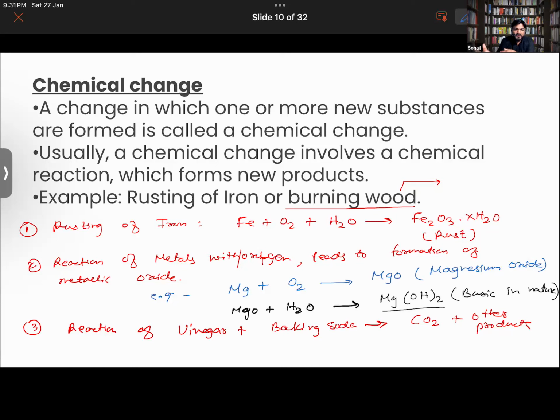Okay, what is the utility of different types of chemical changes? We have utility of some chemical changes. For example, magnesium hydroxide, that is milk of magnesia, right? It is an antacid that is used to cure indigestion. So it has a utility. That is another aspect. Our discussion is concerned with how chemical changes happen.